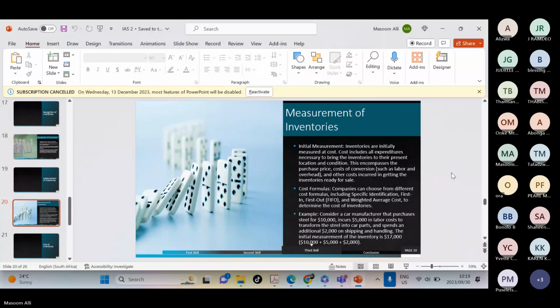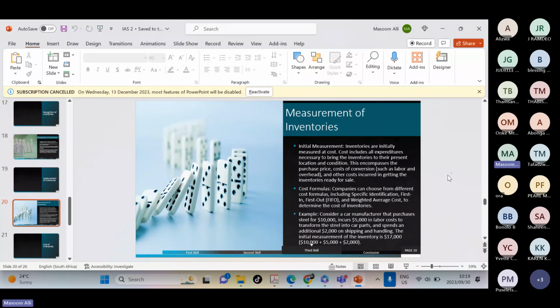Okay, once you've got your cost, you need to decide on a cost formula. Now, IAS 2 specifies the following three: either FIFO, weighted average, or the specific identification method. These are the three that are prescribed. You won't need to go and start doing hectic theory on this in an exam, right?